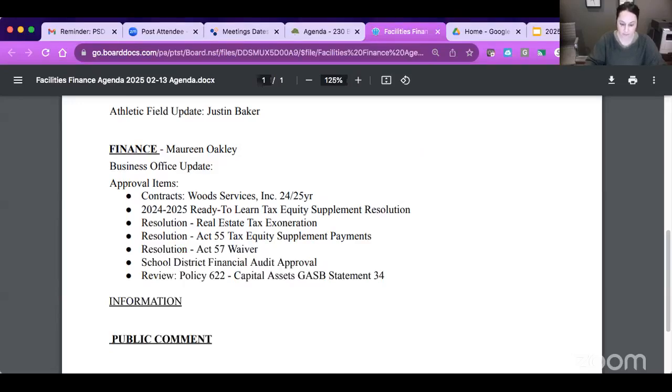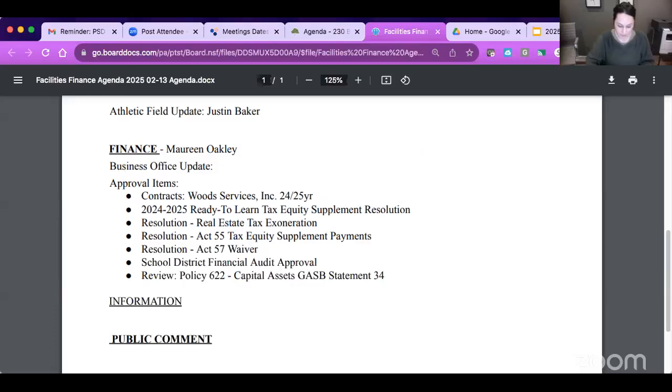The next item that we have is the real estate tax exoneration, and this is an annual resolution where we turn our delinquent taxes over to the delinquent tax collectors. And this year's delinquents are a little over $1 million.